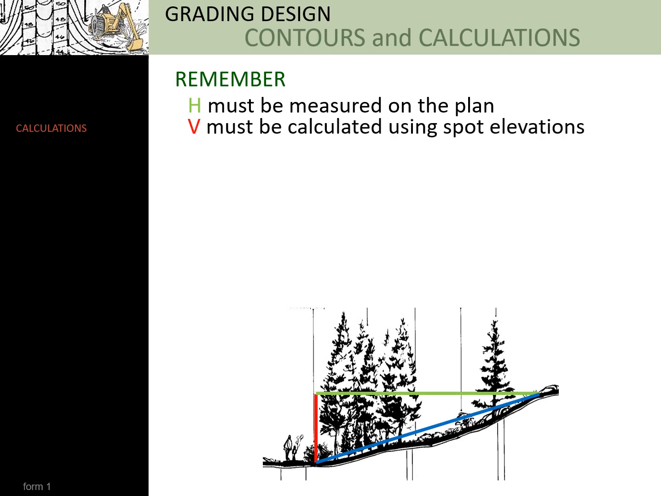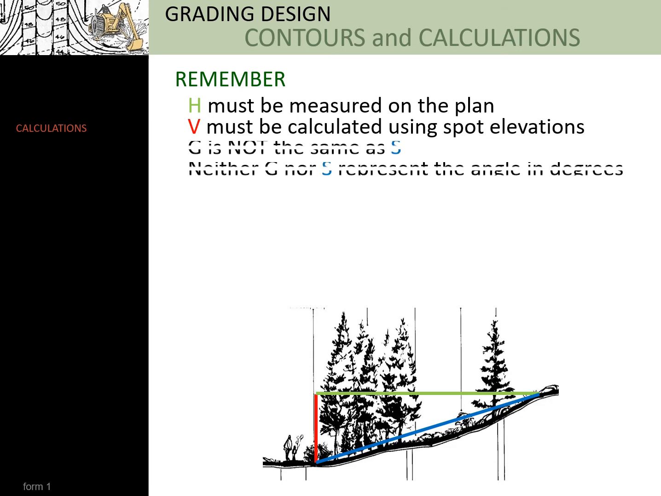V, the vertical or elevation change, must be calculated using spot elevations. We basically need to find out the elevations of the 2 points and then calculate their difference, right? G is not the same as S. Remember, in the formula, S, the slope percentage, equals G multiplied by 100.